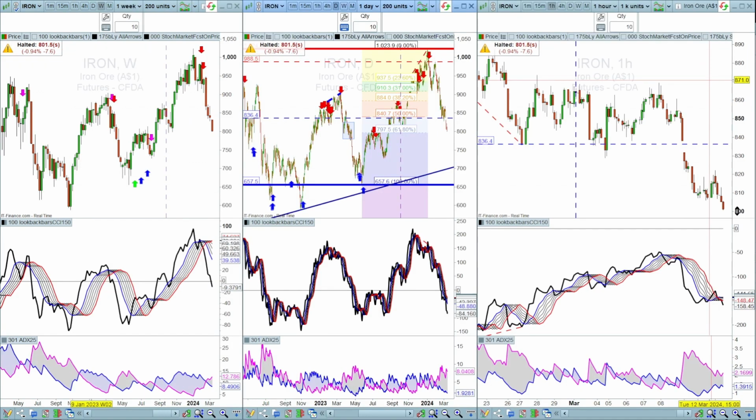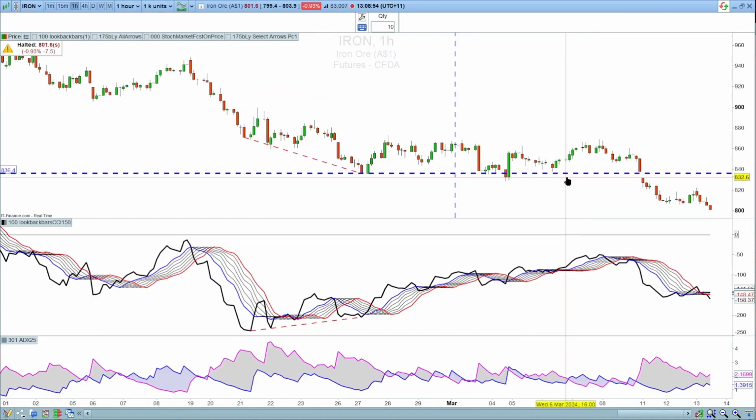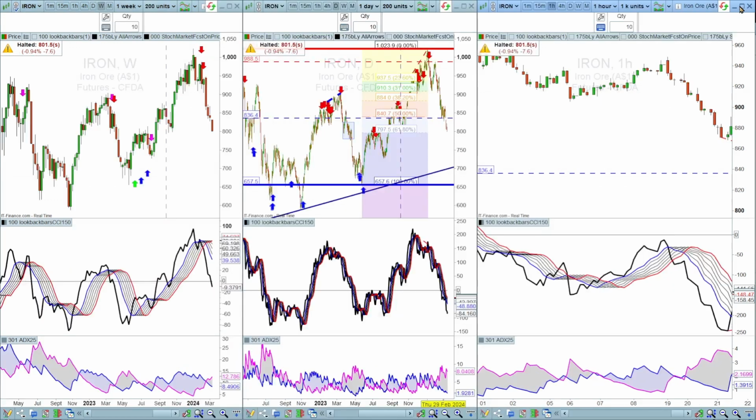On the hourly, again, you can see that it's fallen through that minor support area, and the hourly has also broken, just a fresh breakout on the downside of that moving average band. These bands, by the way, are available in the description below with a video to reference if you want to know how to draw those.